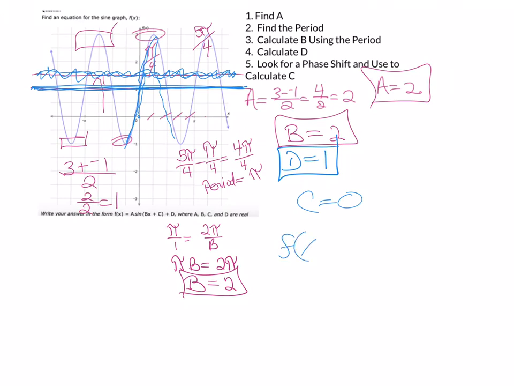You've got f of x equals, a is 2, so you've got 2 sine, b is 2x, no phase shift, so nothing right there, plus 1. And you are done with that particular one.